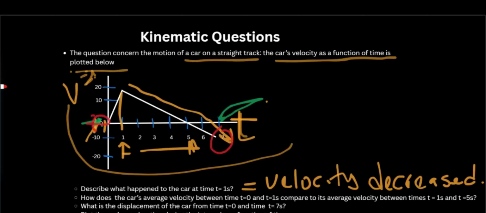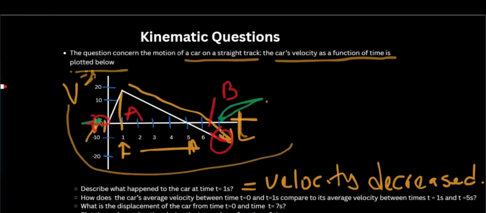So for us to find the displacement of this car, we'll arrange this in shapes. This first triangle, we'll call it A, and this other outer triangle here, we'll call B. So we'll find A and add it to B. The first A will be from 0 seconds to 5 seconds.